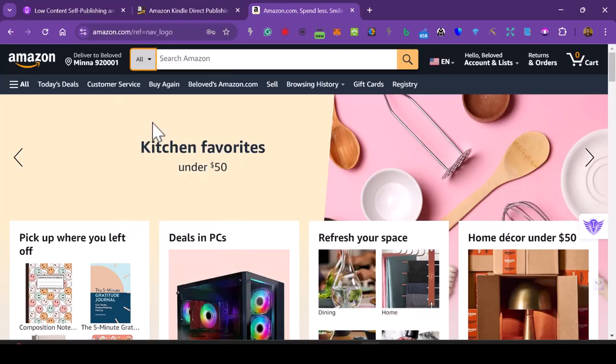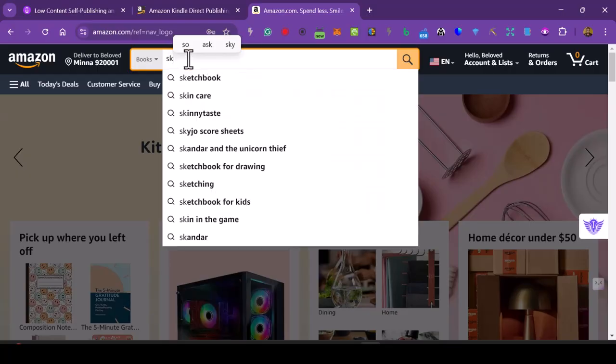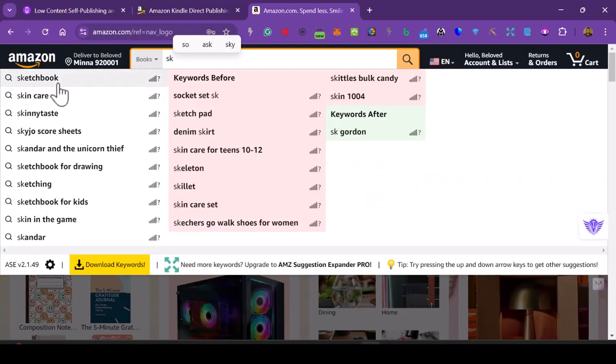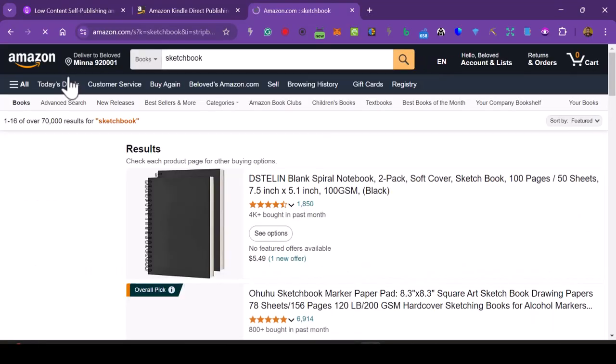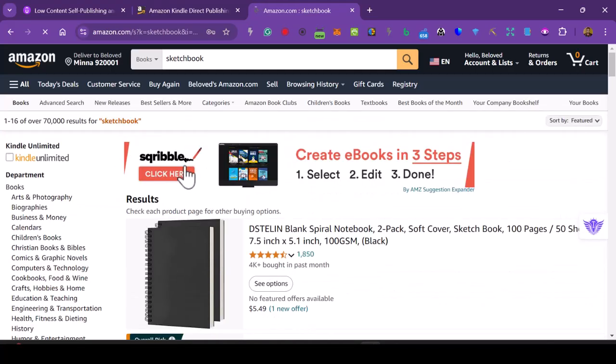So all I have to do is to come to books and look for the book. I'm just going to try to look for sketchbook. And as you can see, this Amazon AMZ suggestion expander is giving us different sketchbook suggestions. Let's look into the expander, and we have these. So these are sketchbooks, and as you can see, how do you know the competition?